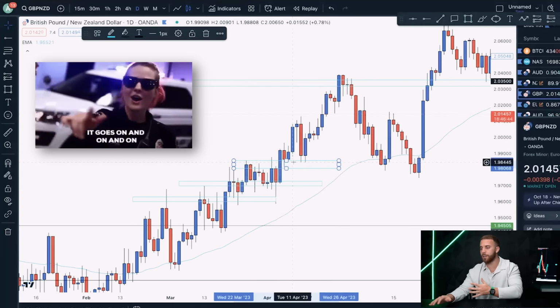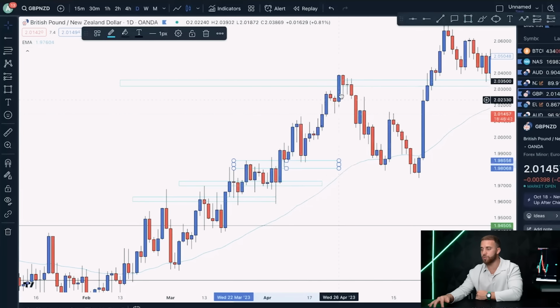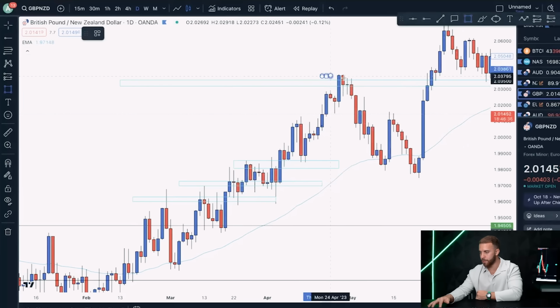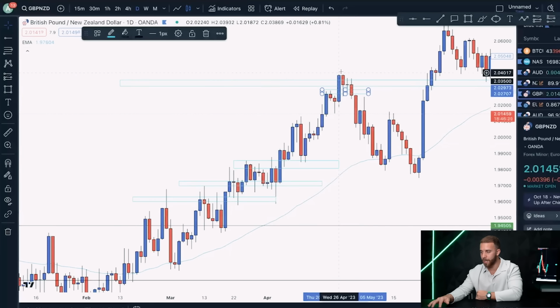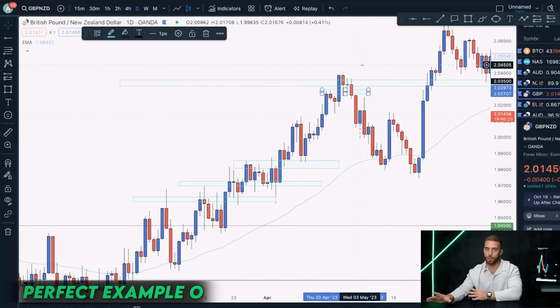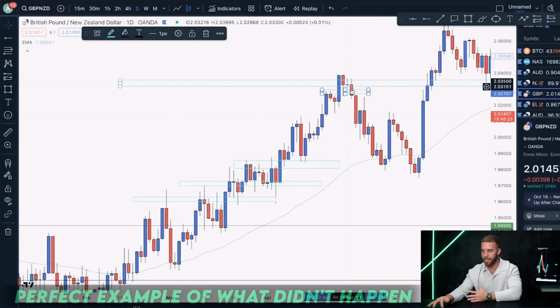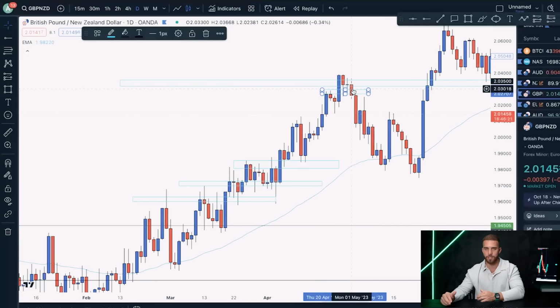And this goes on and on and on. And then you can also see how it does it to the downside. As you can see here, this was marked off as a high point, but price was never able to retest this structure point right here. This would have been an ideal break and retest to head to the upside. But this is a perfect example of what didn't happen: you didn't get any entry signal, you didn't get an engulfing candlestick and all that stuff.